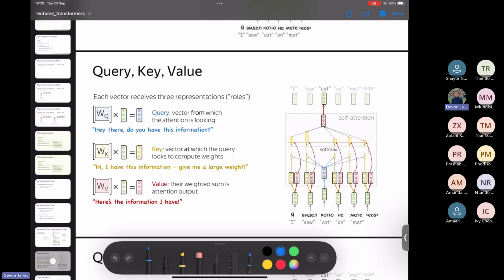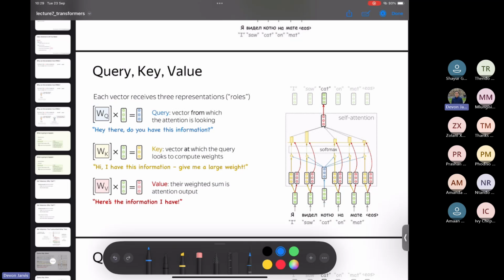So what's going to happen is each vector receives 3 representations, right? It has 3 roles. It has the query, the key, and the value. For the word we are currently looking at, we are going to produce a query. That query vector says, this is the information I should go looking for, in other words, that will be useful. It is learned by a linear mapping.